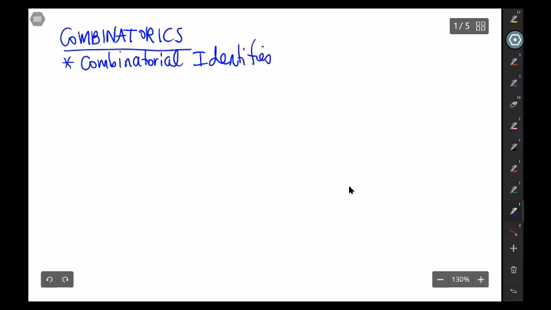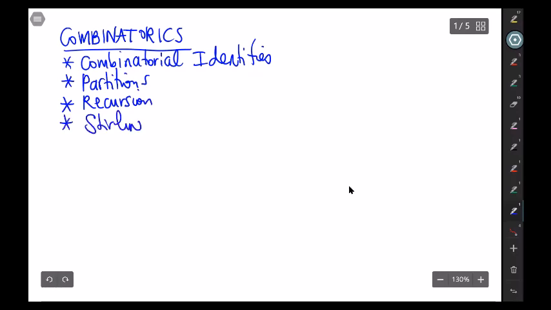Pretty much the ones that you are probably familiar with mostly. Then we will talk about partitions, a little bit of partitions. Then we'll talk a little bit about recursion in general. And finally, the Stirling numbers, of the first and second kind. We'll first study the second kind and then the first kind, which is slightly more involved than the second kind.